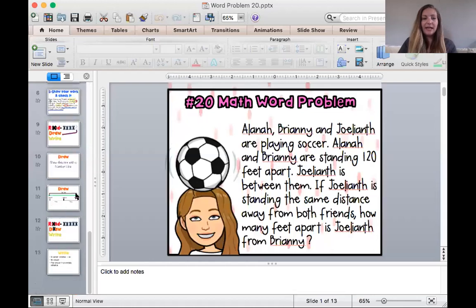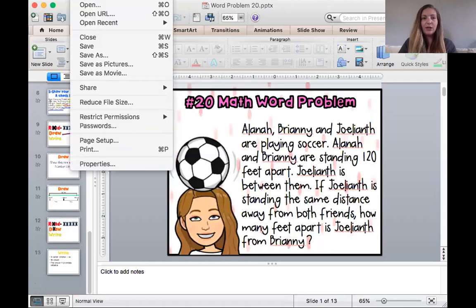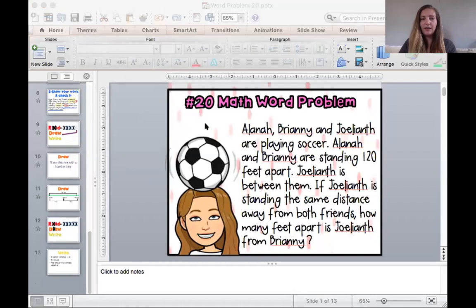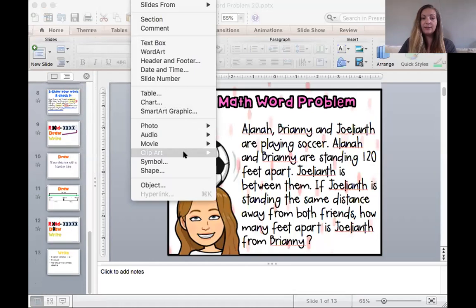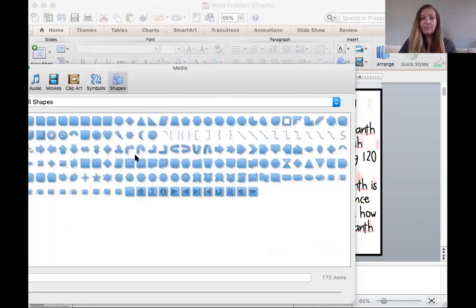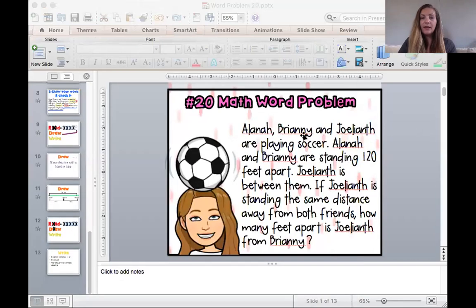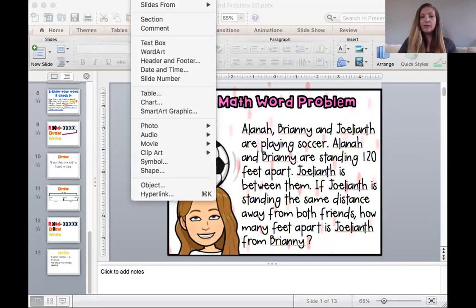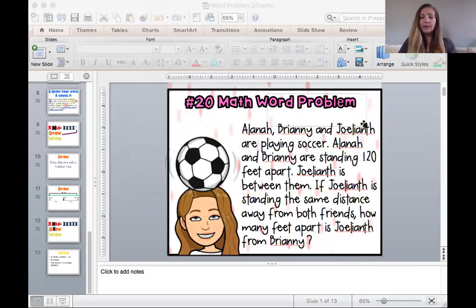I'm going to get out a new presentation and I'm going to try out a tape diagram. What do you guys think? So I'm going to do a big shape, a big rectangle. All right. So we know the total distance between those two girls was 120 feet. So since I know that's the total, I'm going to write that in here.